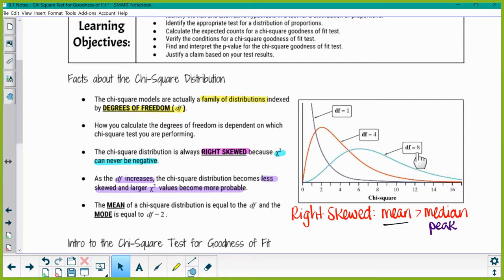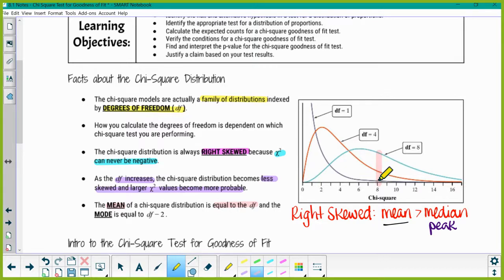Once we get to degree of freedom of 8, I can see that my curve is widened a lot, and I do have a lot of area under the curve over here in my higher values. So as degree of freedom increases, we do get more area out here in the higher tail end. And one last thing to discuss, the mean of the chi-square distribution is equal to the degree of freedom. So if I'm looking at, say, my degree of freedom of 8, the mean of this distribution is going to be 8.